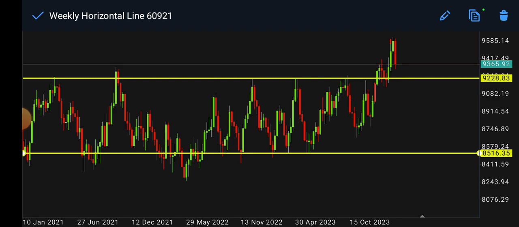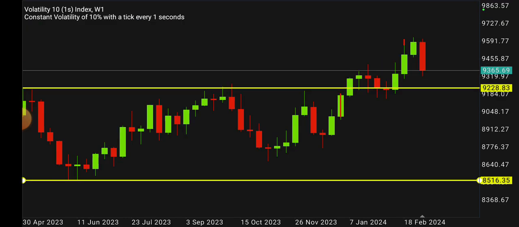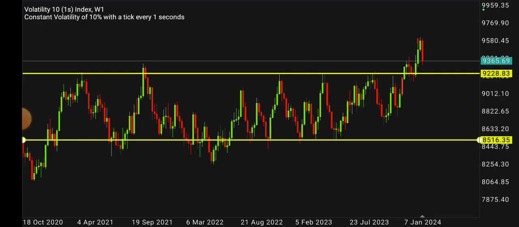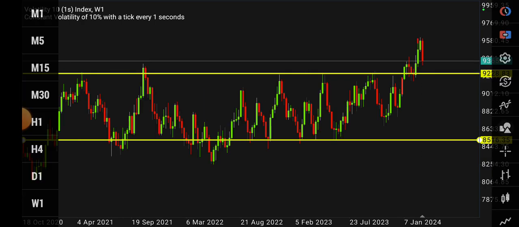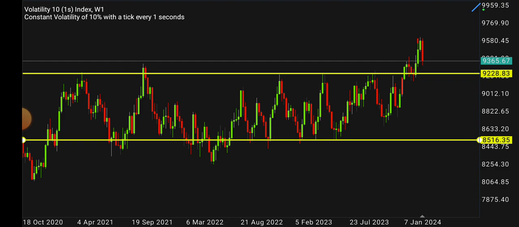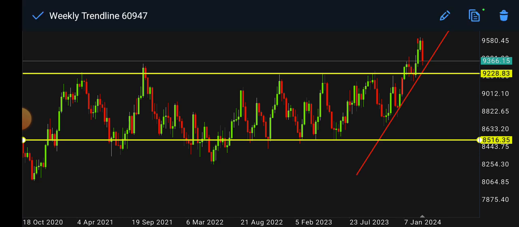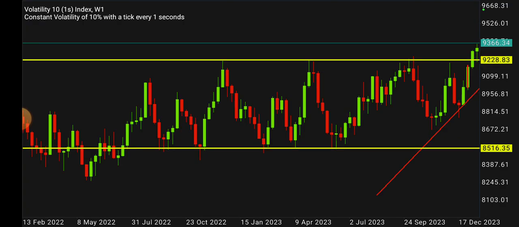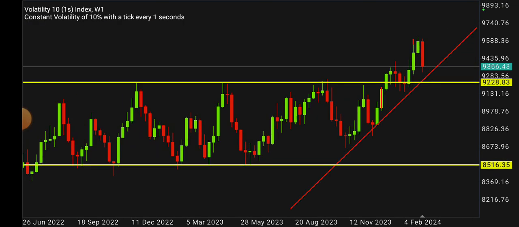You understand? Look at how we have seen that ideally this market is an uptrend based on the weekly time frame. I'm talking about V10. This is V10, for those of us who don't know about these volatility indices. I love them because they are always trending. You can have a good entry with indices and you make a lot of money with these pairs.